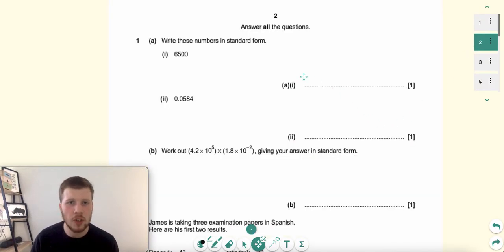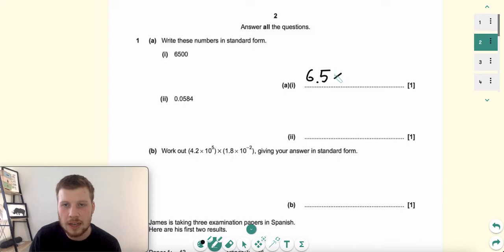Starting off then with the first question, this was to do with standard form. Write these numbers in standard form. Well, standard form is shown as a value between 1 and 10 multiplied by a power of 10. It's just an easier way to deal with large numbers. So 6500 is going to give me 6.5, and the power of 10, well, how many place values has it moved? It's moved 1, 2, 3, so it's to the power of 3.